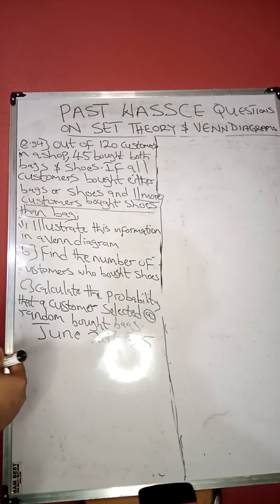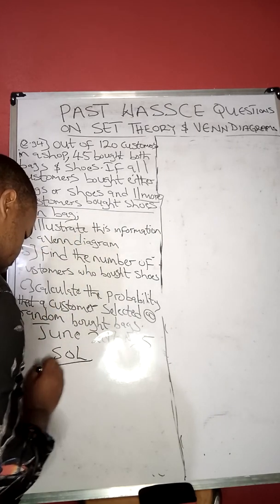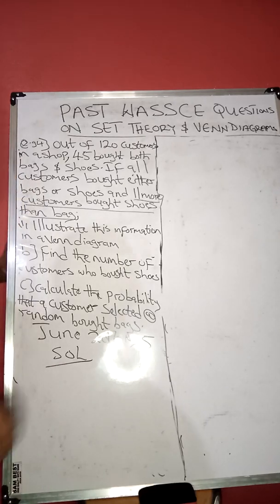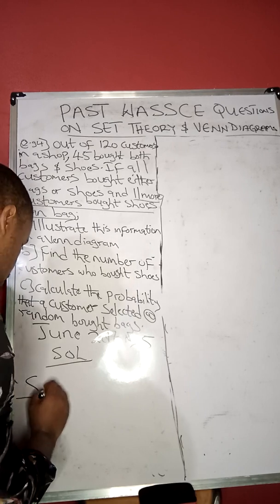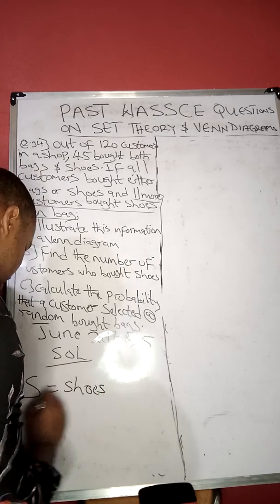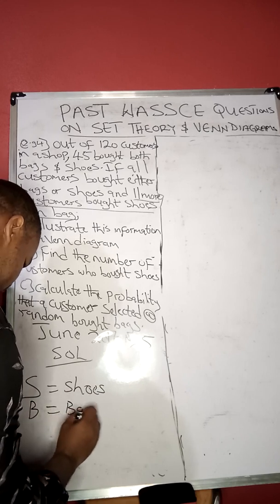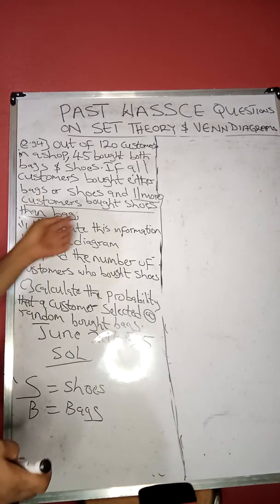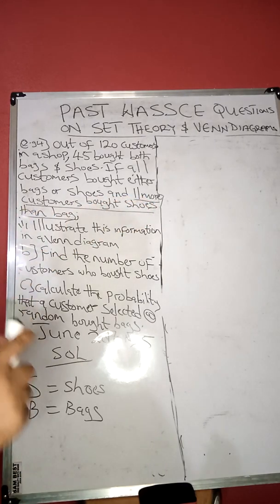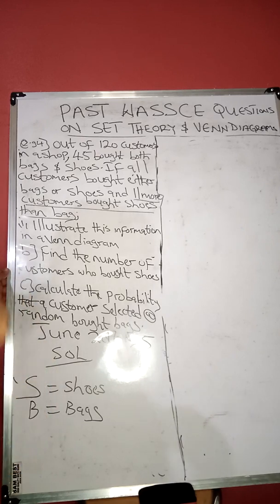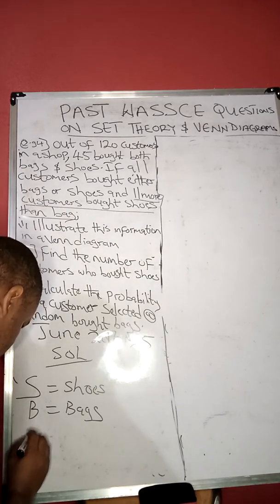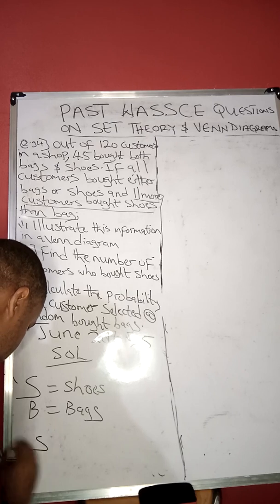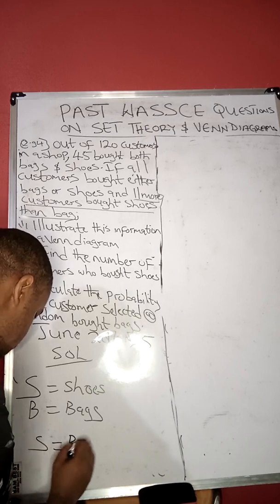The first question says, illustrate this information in a Venn diagram. So now solution. All right, let's use S for the set for shoes. S equal to shoes, and then B is equal to bags. All right, then the next thing we need to remember is what? What I underlined here says 11 more customers bought shoes than bags. So it means my S, which is shoes, must be B plus 11.